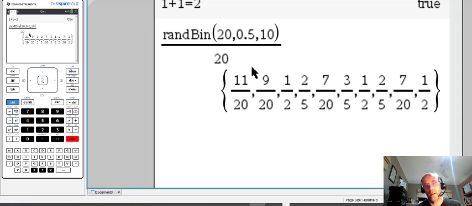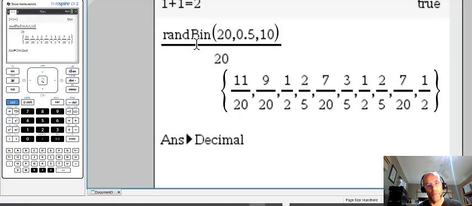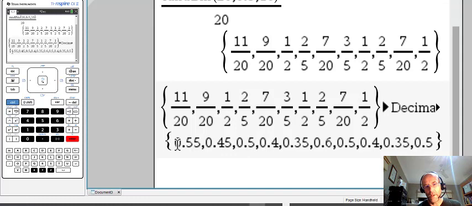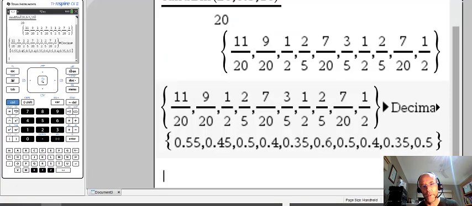Now, I love exact values and fractions, but in this case, it's going to make things harder than necessary. So what we might do is convert all of them to decimal. So go to our catalog, tab 1, decimal, and voila, we have our values there. Now, let's check how far through the question we are. Yeah, indeed, we have come up with 10 values of the sample proportion p hat. There they are in all their glory. So all the values for p hat are there.